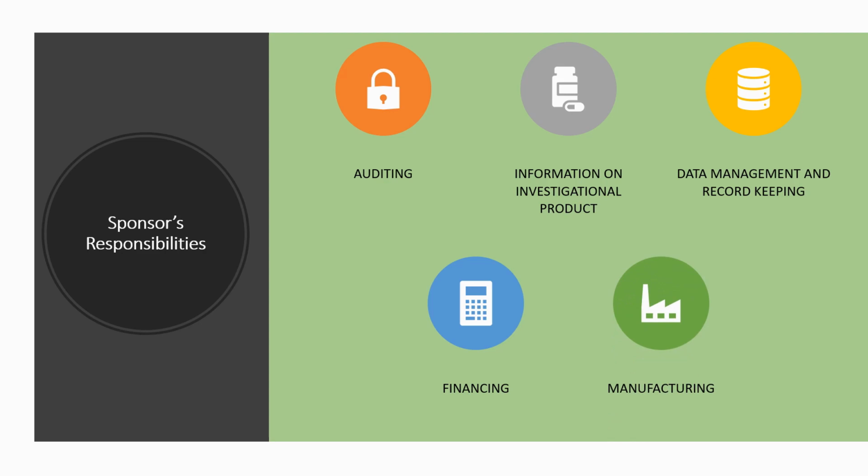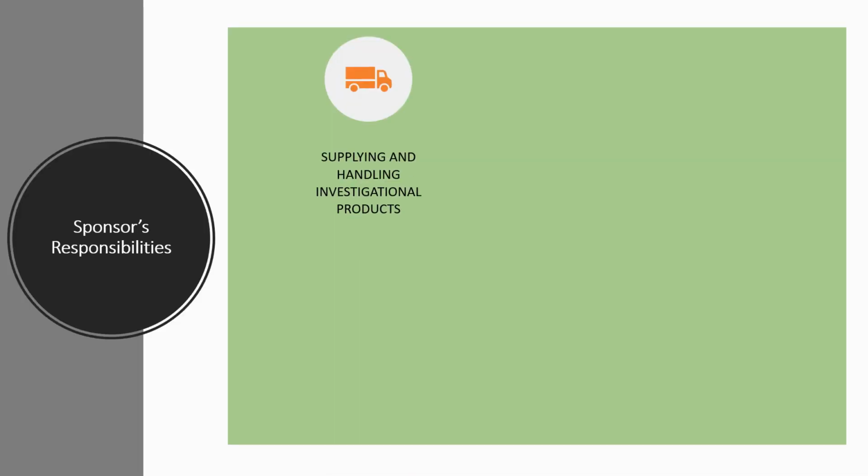Manufacturing. Sponsor should ensure that the investigational product is manufactured in accordance with applicable good manufacturing practices and is coded and labeled with applicable regulatory requirement. Supplying and handling investigational product. To ensure timely delivery of investigational product and accountability. Notification to regulatory authority. Sponsor should submit any required application to the appropriate authority for review, acceptance, and/or permission.